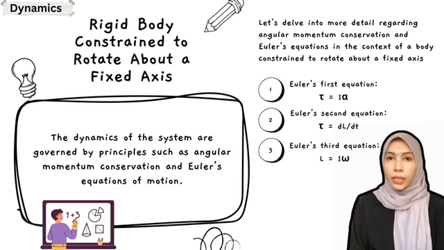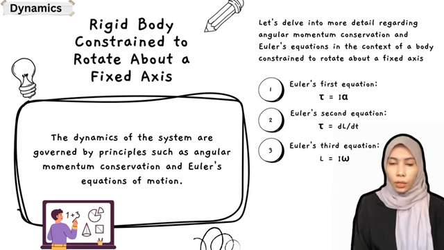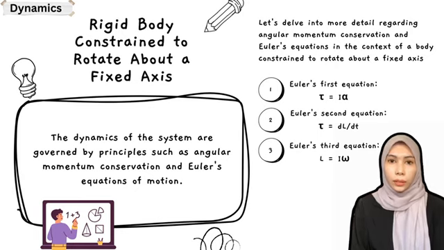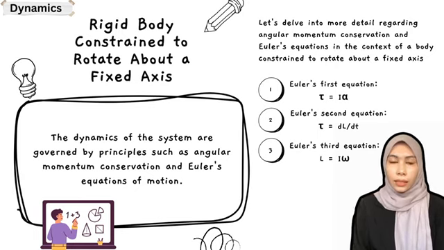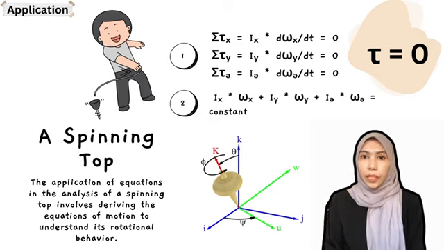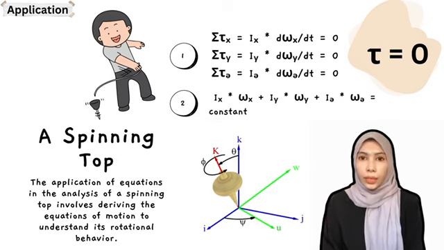The first Euler's equation states that torque acting on the body is equal to the rate of change of angular momentum. Next, Euler's second equation states that the torque acting on the body is equal to the rate of change of angular momentum. And then Euler's third equation defines the conservation of angular momentum when no external torque is present. A spinning top is a classic example of a rigid body rotating about a fixed axis.